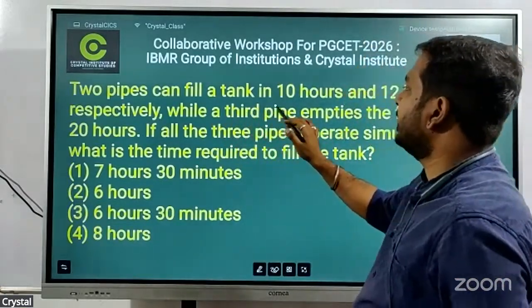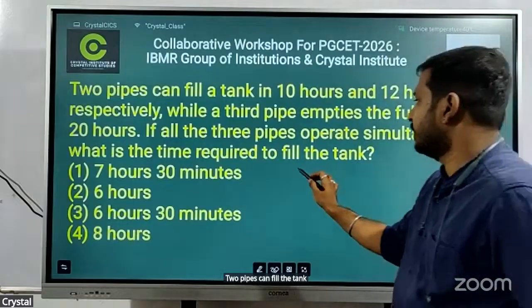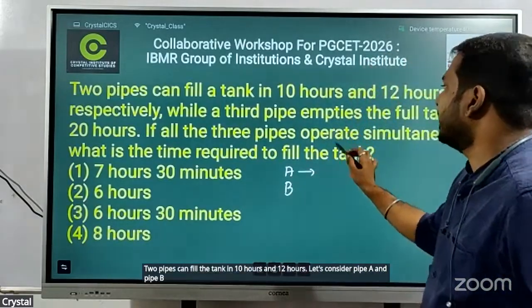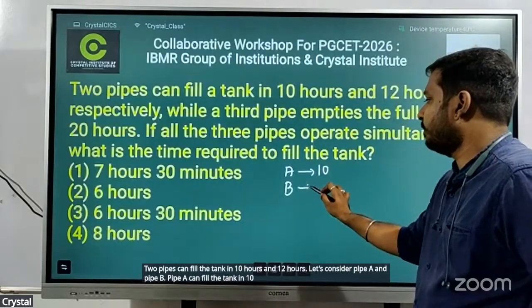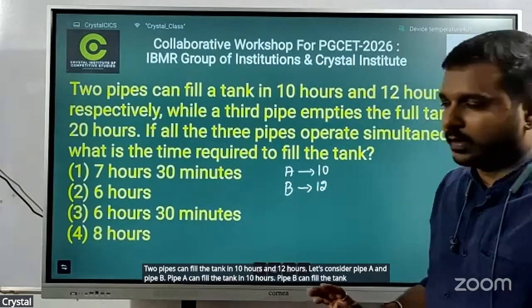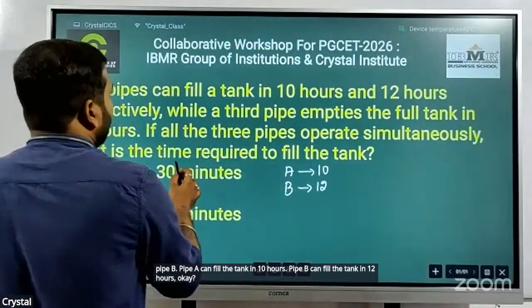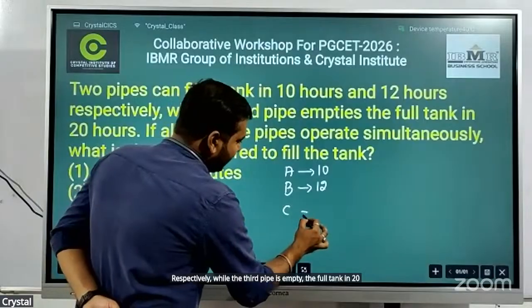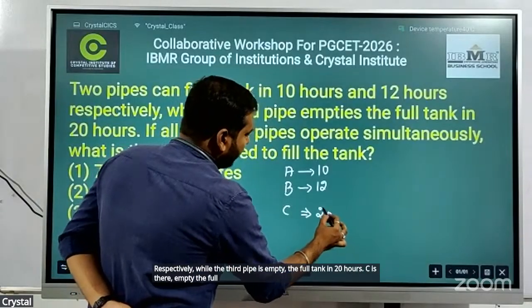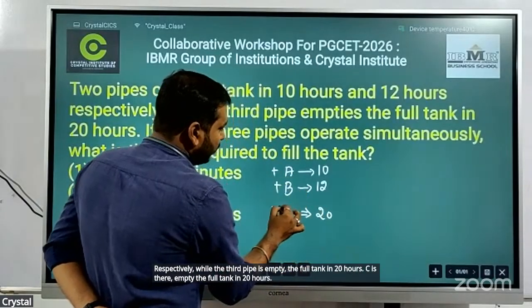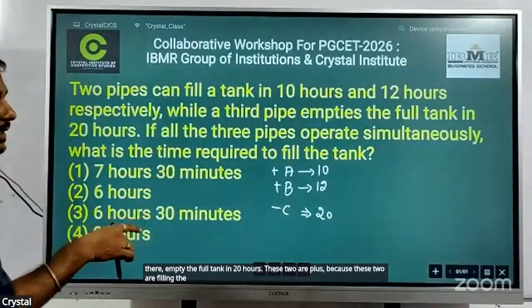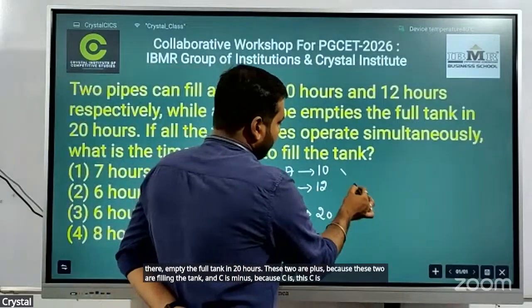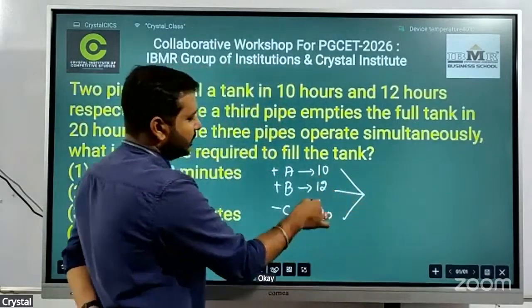Two pipes can fill the tank in 10 hours and 12 hours. Let's consider pipe A and pipe B. Pipe A can fill the tank in 10 hours. Pipe B can fill the tank in 12 hours respectively, while the third pipe empties the full tank in 20 hours. C empties the full tank in 20 hours. These two are plus because they are filling the tank, and C is minus because C is emptying the tank. Take the LCM of these three.